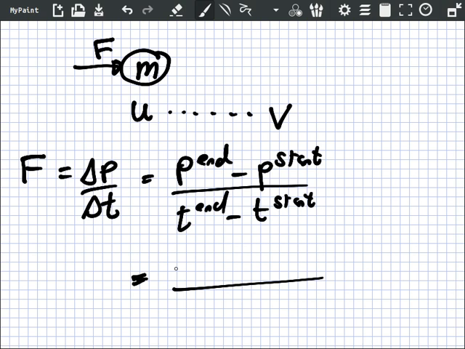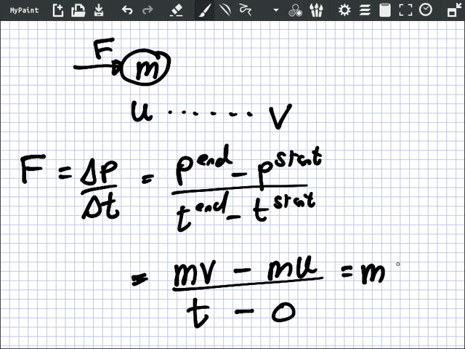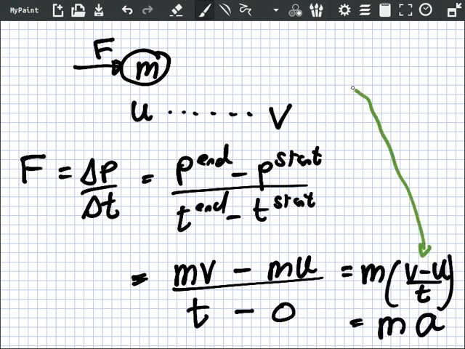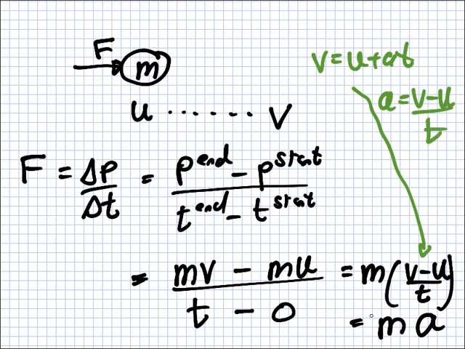What's the momentum at the end? That's mv. And what's it at the start? mu. The time at the end is t, and the time at the start is 0. So this is equal to m times (v minus u) over t. But what's (v minus u) over t? Yes, this is a. And you can see that as well from the formula v equals u plus at, which means a is (v minus u) over t. So that's how you can get the last bit done. So it's the same.